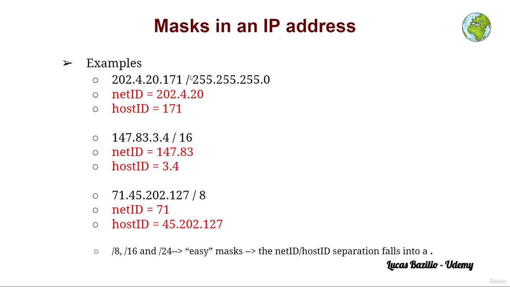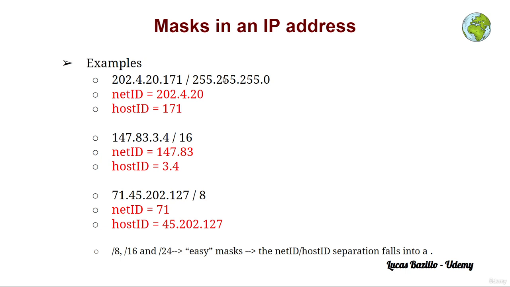Very well. We also have the mask, and the mask, as we can see, is also denoted in decimal notation. We have here 255, 255, and 255. Remember that this is 8 ones, 8 ones, and 8 ones. Therefore, we will select the first 24 bits, which is the same as the first 3 decimal numbers. If we take the first 3 decimal numbers, we are taking the first 24 bits, the first 24 ones, and this will be the net ID.